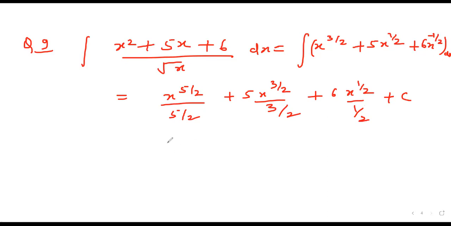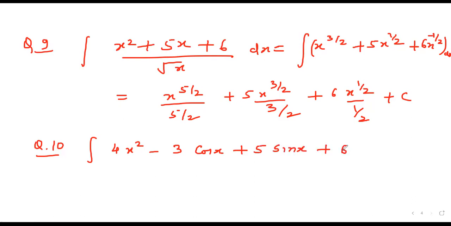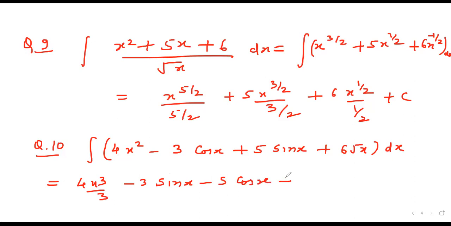Now consider next question. Question number 10. Suppose we are given integration of 4x square minus 3 cos x plus 5 sin x plus 6 root x dx. So it will become 4x cubed by 3 minus 3 sin x, and integration of sin x gives minus cos x. So minus 5 cos x plus 6 x power, this is half power, so it will become 3 by 2 divided by 3 by 2 plus c.